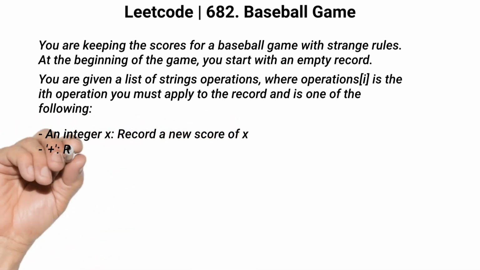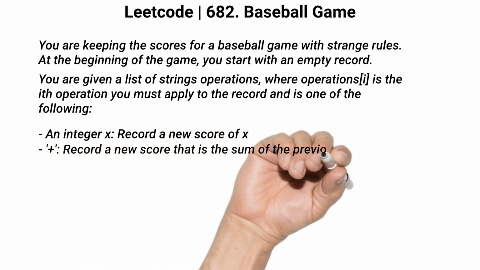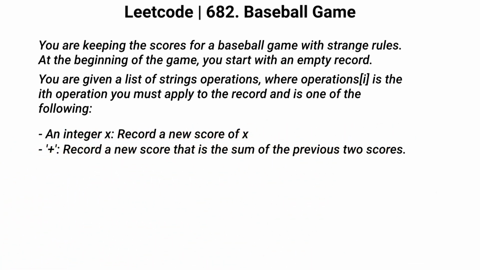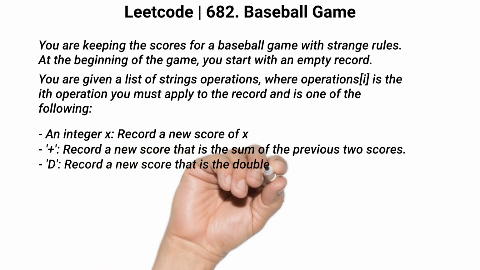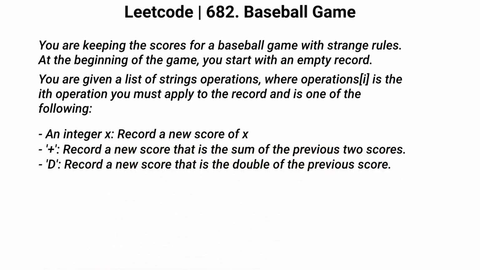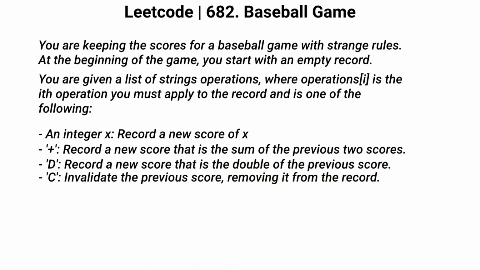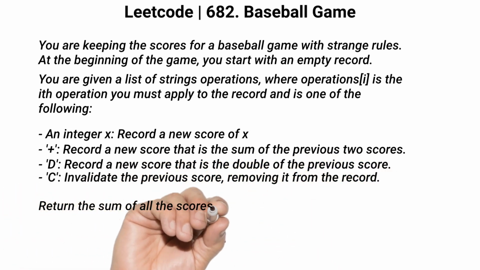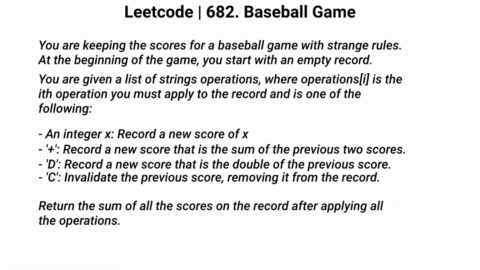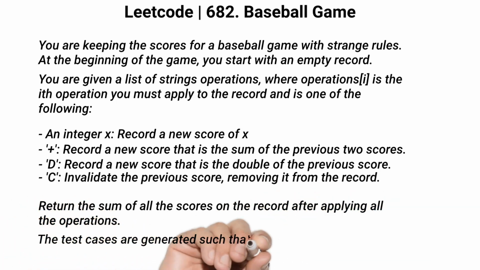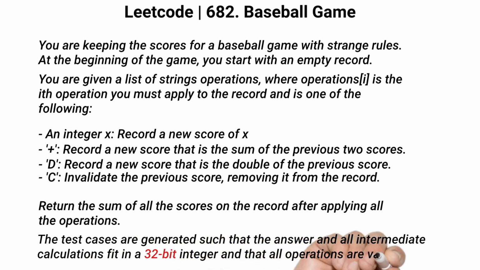record, and is one of the following: an integer x, record a new score of x; plus, record a new score that is the sum of the previous two scores; D, record a new score that is double the previous score; and C, invalidate the previous score, removing it from the record. Return the sum of all of the scores on the record after applying the operations. The test cases are generated such that all answers and all intermediate calculations fit a 32-bit integer and that all operations are valid.